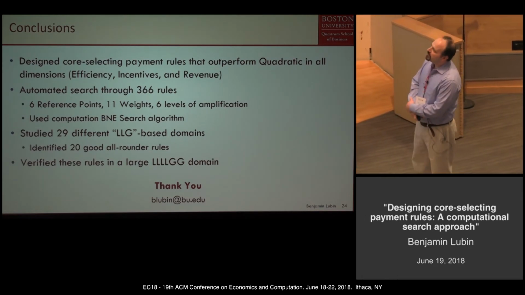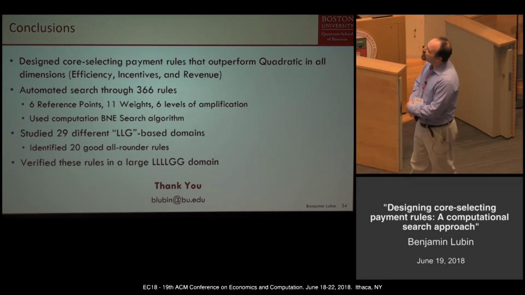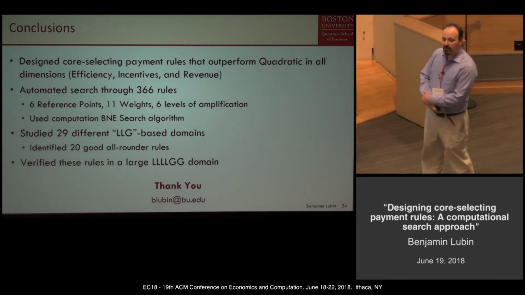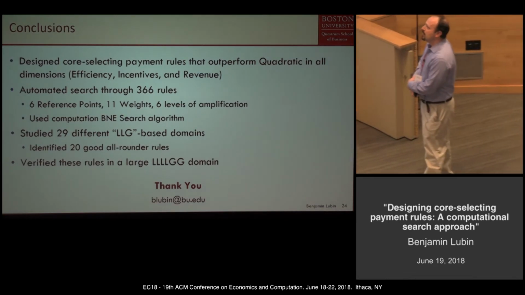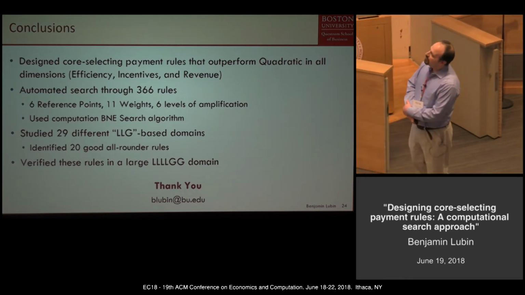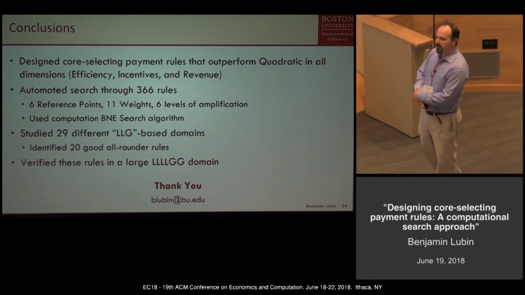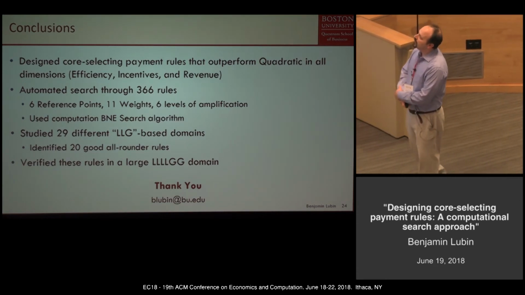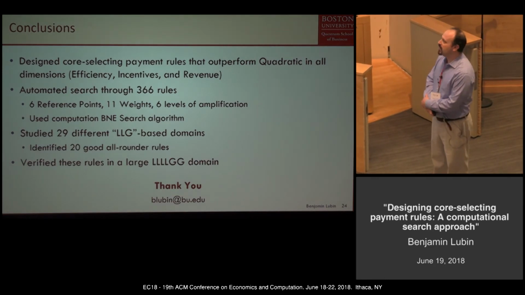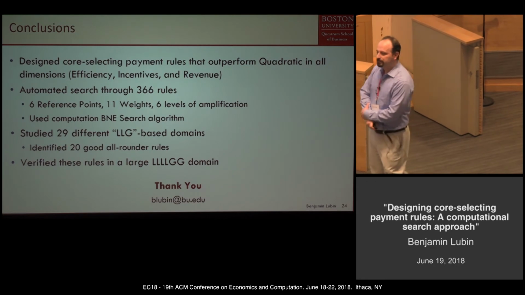We've done this by employing an automated search through 366 different rules, including 6 reference points, 11 weights, and 6 different levels of amplification. We studied 29 different LLG-style domains and identified 20 really good all-rounder rules from within that set. And then we verified that the best among these continue to work really well in a much larger quad LLG domain, which is sort of the outer envelope of what our B&E solver can solve.